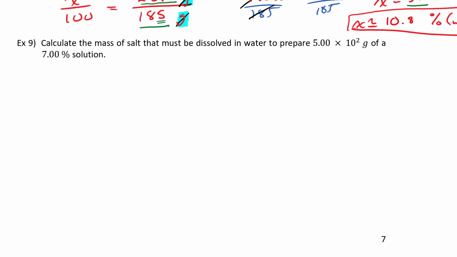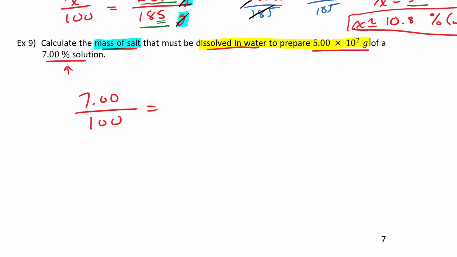Let's try the next one. Calculate the mass of salt that must be dissolved in water to prepare this many grams of a 7.00% solution. Here I have my percent, 7.00% per 100. What I want to know is the mass of my solute. Notice it says we dissolve in water to prepare 5.00 times 10 to the 2 grams, and this would be a total solution.